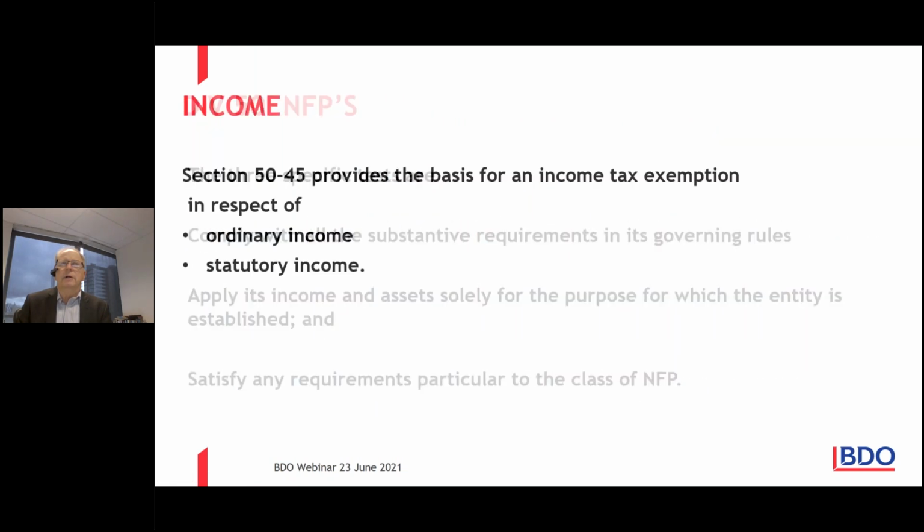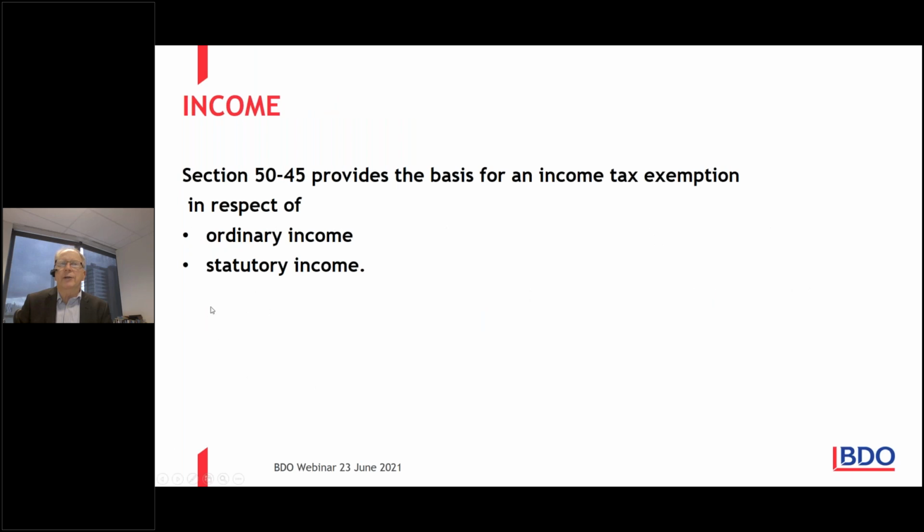So now let's remind ourselves, what does it cover? Well, the income tax exemption covers both ordinary income and statutory income. So ordinary income is just your regular trading receipts, for a sporting club, your membership fees, your competition fees, and it covers the statutory income.